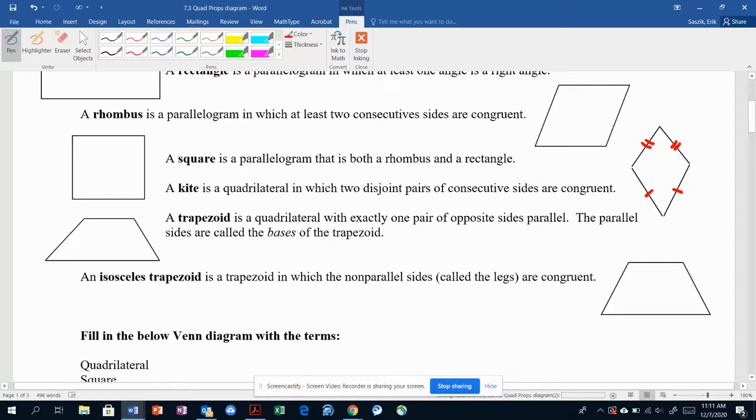Now, trapezoid, I'm going to talk about this one for a second. It says exactly one pair of opposite sides parallel. The parallel sides are called the bases of the trapezoid. So if you have both pairs of opposite sides parallel, you don't have a trapezoid anymore.